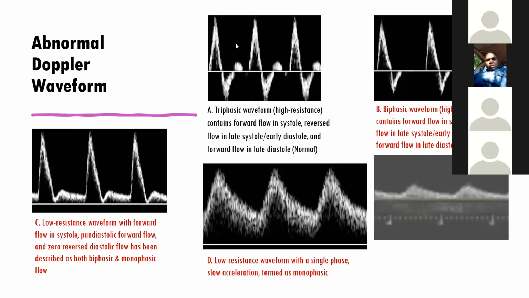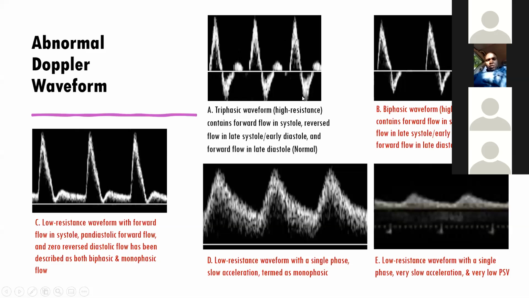This one, A, you see here, this is triphasic flow, so this is normal, and this is the normal spectral waveform you will get in the peripheral artery when it is normal. But gradually, if there is stenosis, then blood flow will be less or reduced. Then you will get biphasic flow. You see here, this is systole, then quick drop, and this is reverse diastolic flow, but no forward flow. So this is biphasic.